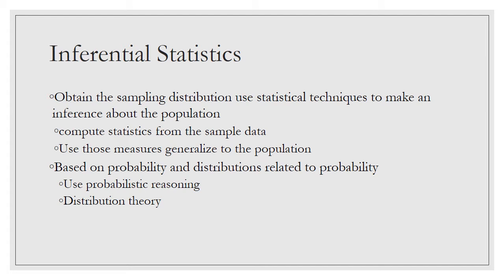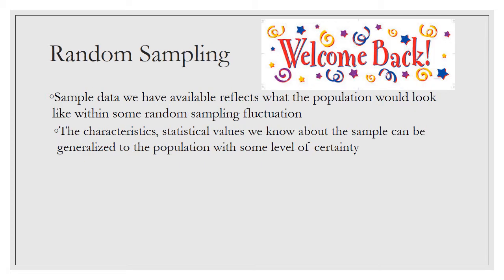We make a really strong assumption that the observed data that we have is part of the larger population, has been sampled from the larger population. Random sampling is back. The sample data that we have available should reflect what the population would look like within some random sampling fluctuation, which is one of the reasons why we desire the idea of a random sample from the population. Of course, this means that the characteristics, statistical values we know about the sample can be generalized more easily to the population with some level of certainty.